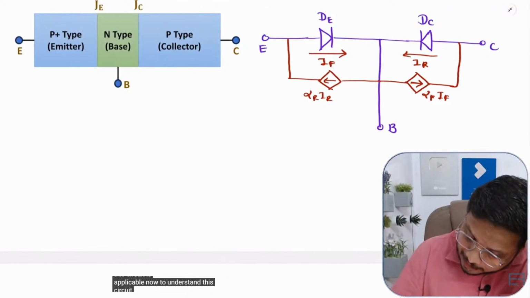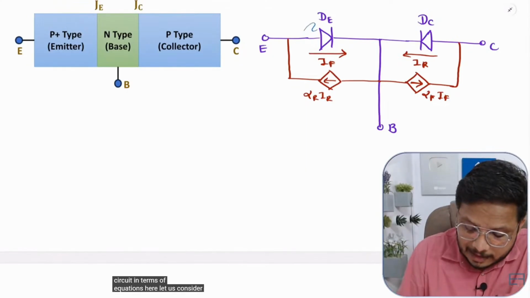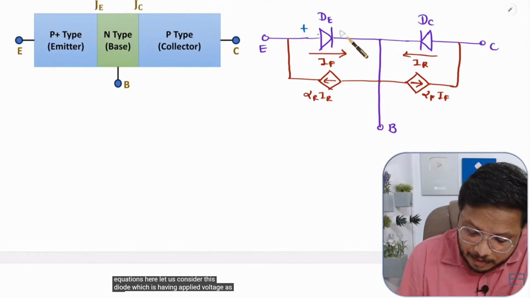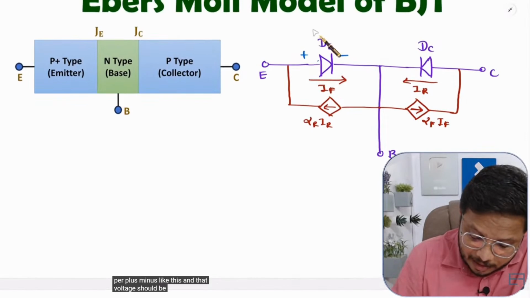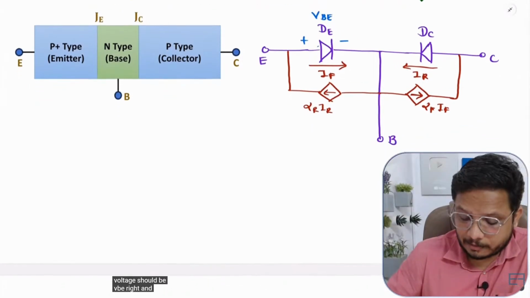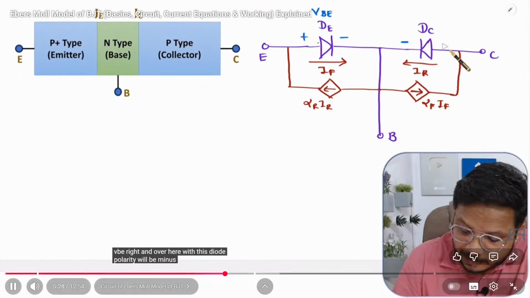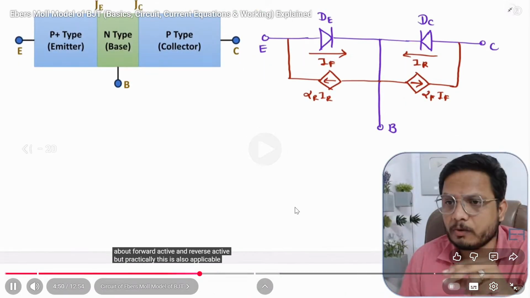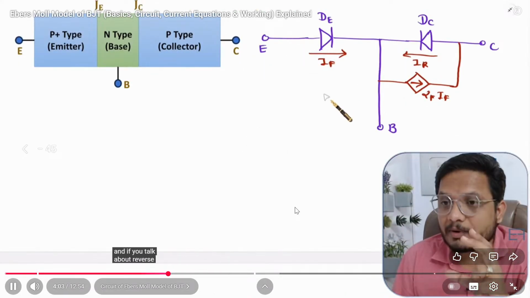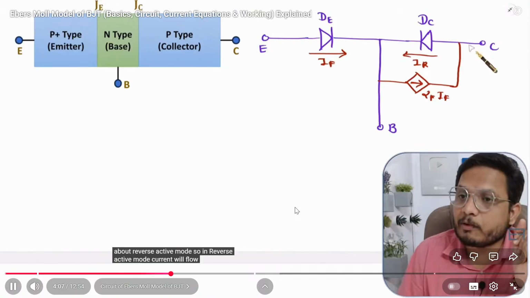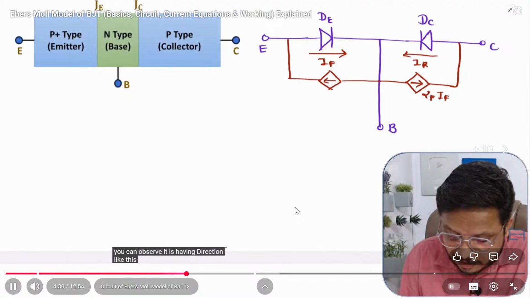Now, to understand this circuit in terms of equations, let us consider this diode which has an applied voltage with polarity plus minus like this, and that voltage should be VBE. And over here, with this diode, the polarity will be minus plus like this. So here that is reverse active mode. So in reverse active mode, current will flow through, in the direction like this.